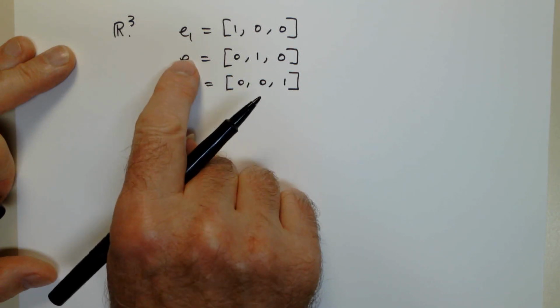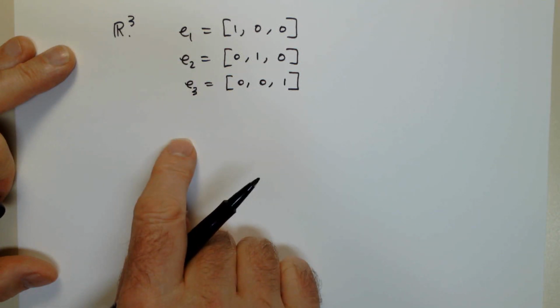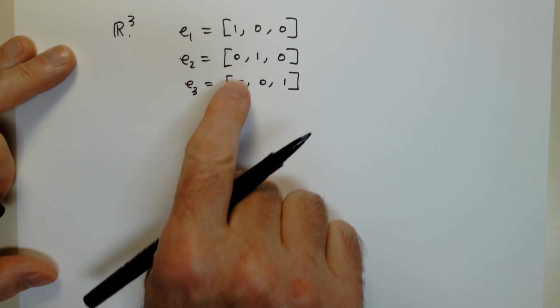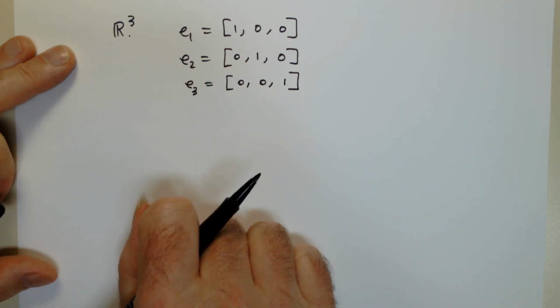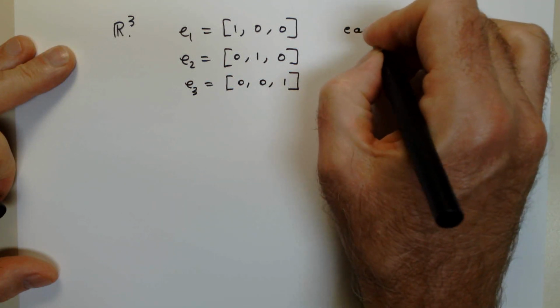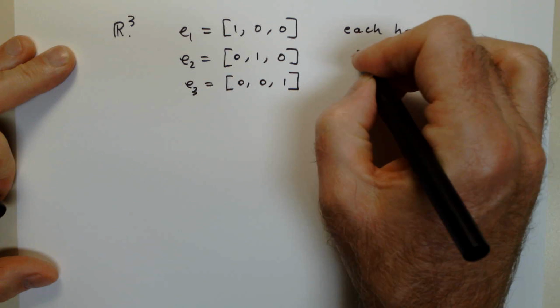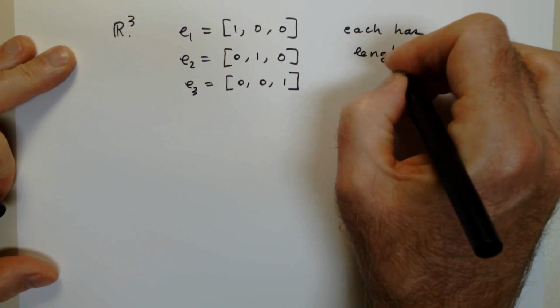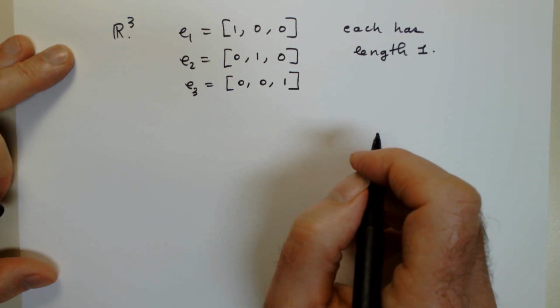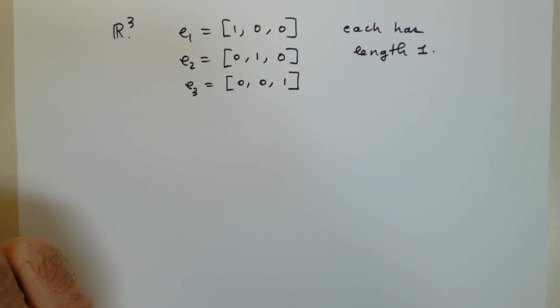Now, clearly, each one of these vectors has length 1 because when I take the sum of the components squared and add them up, I'm always going to get 1, and the square root of 1 is 1. So they each have length 1. And that's part of being orthonormal. That's the normal part of being orthonormal.